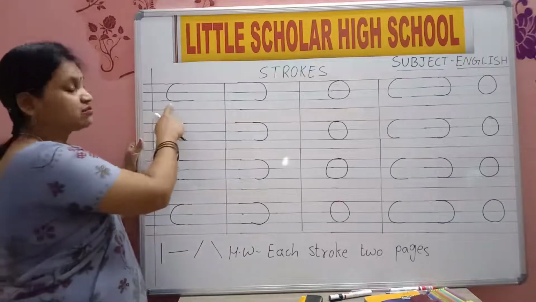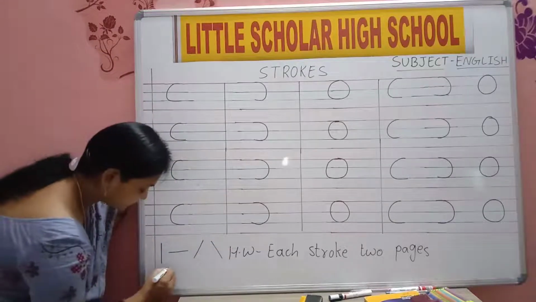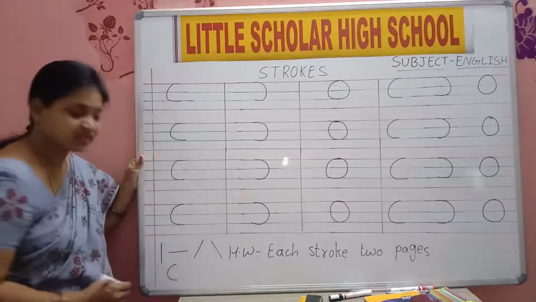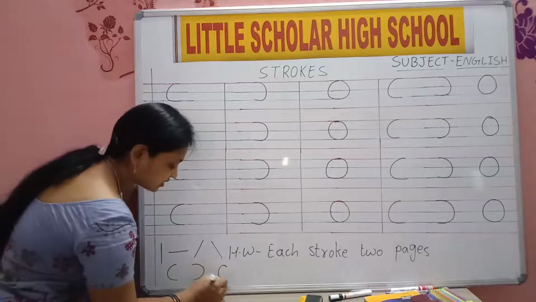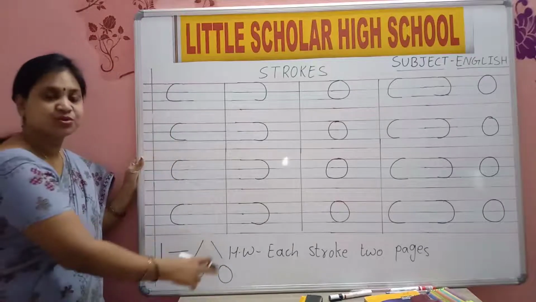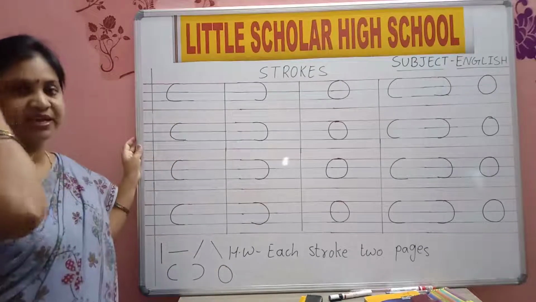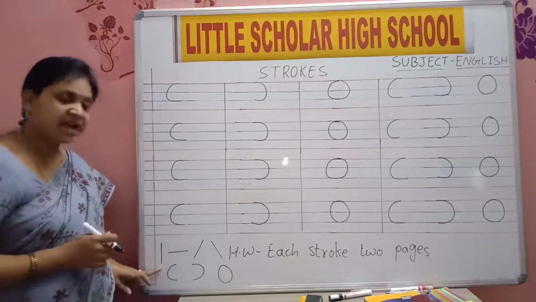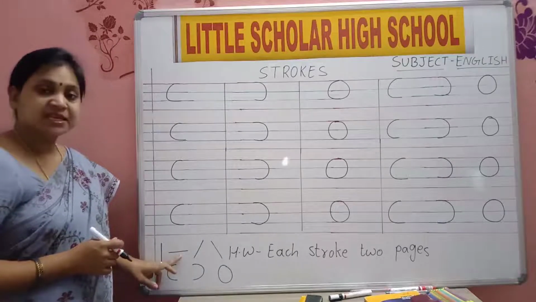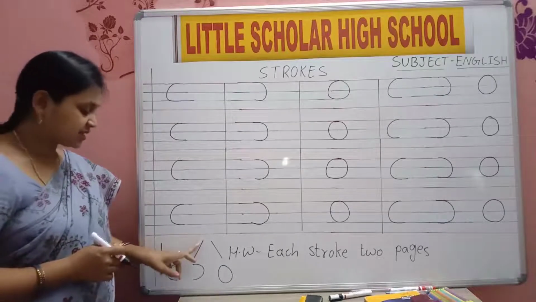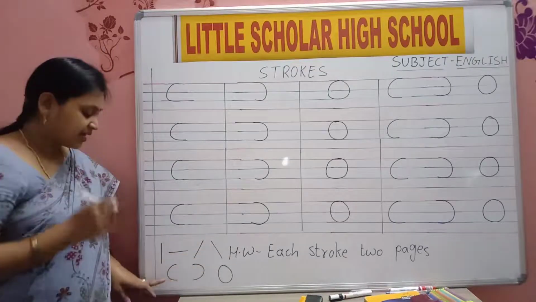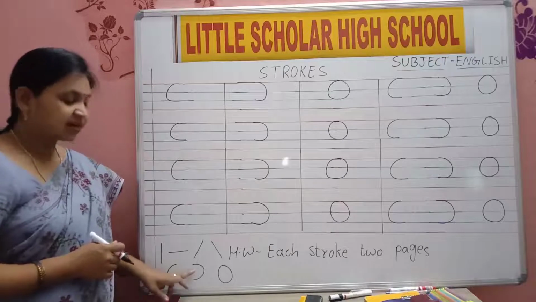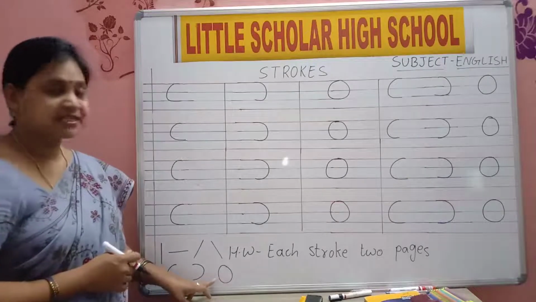Yes, in today's class, what we have learned? Left curve, yes, right curve, circle. So these are the strokes. We have 7 types of lines. Yes, standing line, sleeping line, slanting line, slanting line, left curve, right curve, circle.